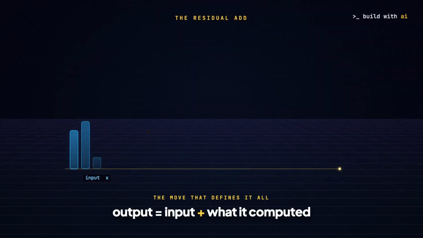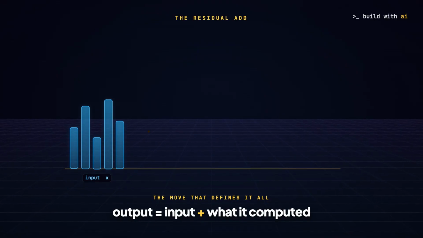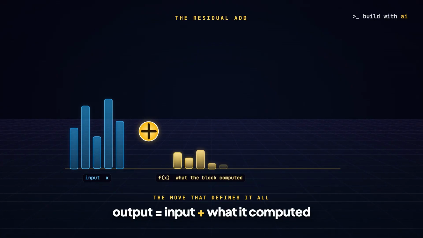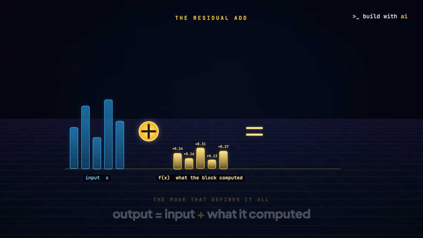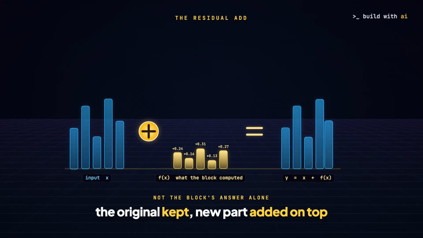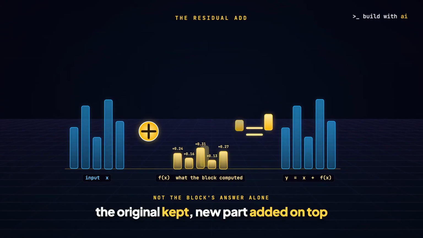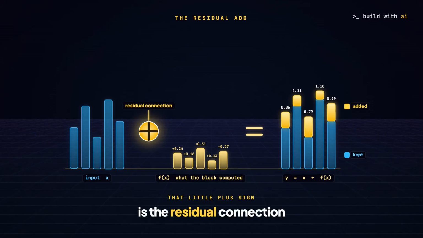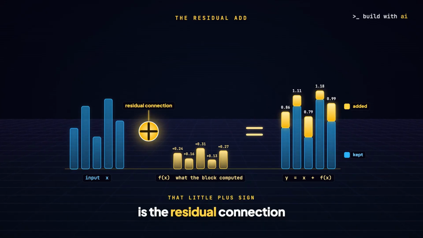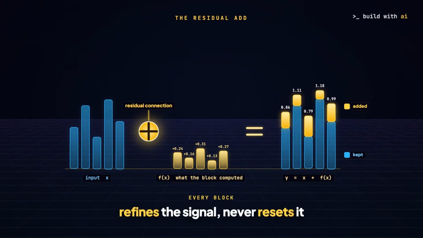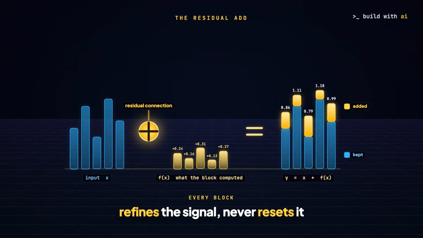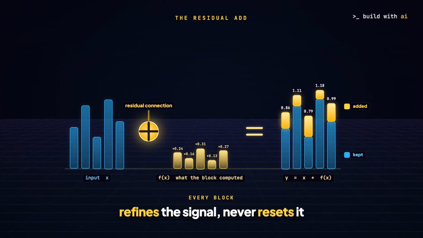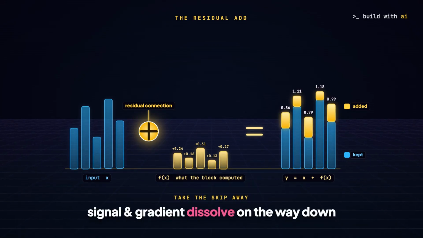Here is the move that defines the whole architecture. The output of a block is its input, plus what the block computed. Not the block's answer alone, the original, kept, with the new part added on top. That little plus sign is the residual connection. It means every block refines the signal instead of resetting it. Take it away, and a deep stack simply won't train. The signal and its gradient dissolve on the way down.